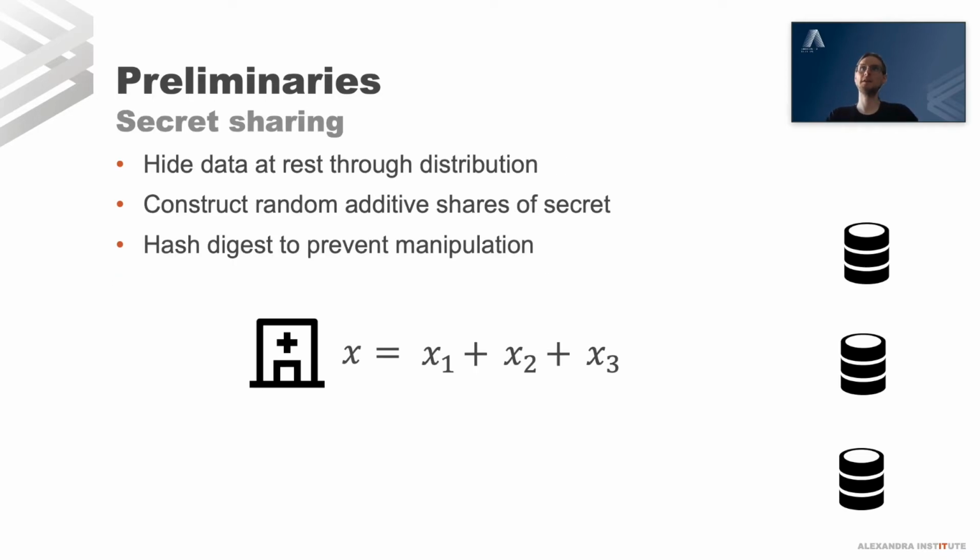The last thing we need is secret sharing, which is basically a way of distributing data in order to hide the content, but in such a way that you can prevent manipulation when it's reconstructed again. Basically, the idea is just to additively share any secret data X by picking random shares under the constraint that they all add up to X.